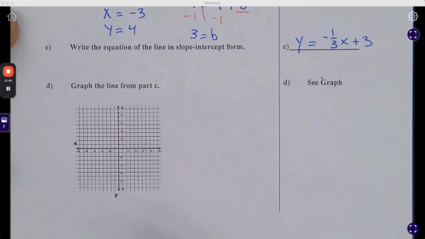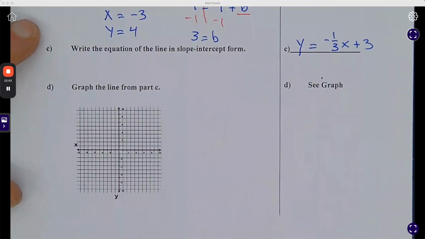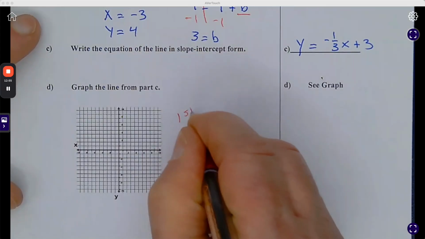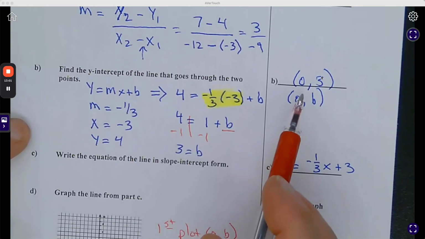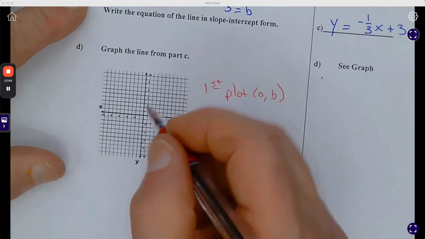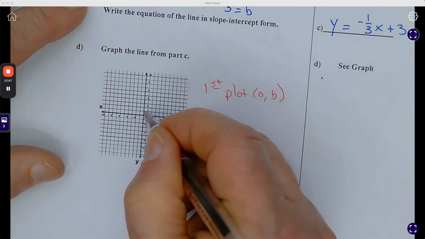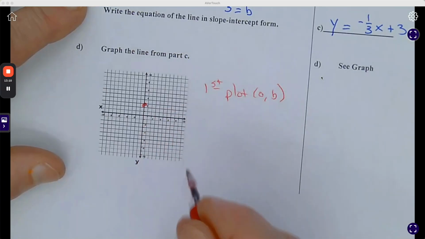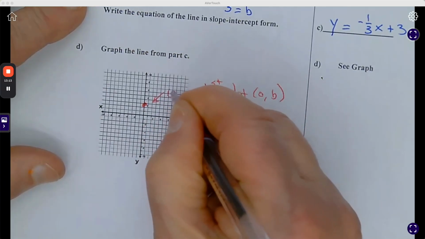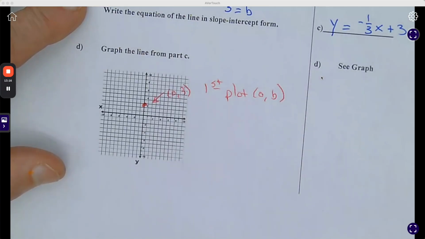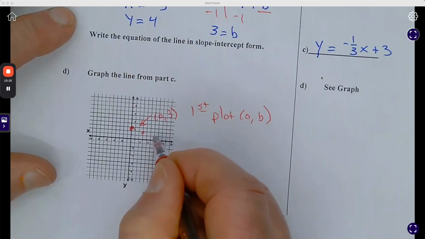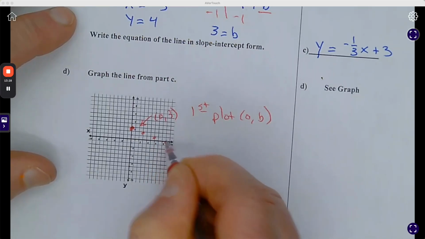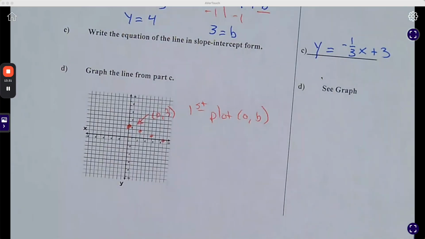Now we're going to graph it. They were easy on you. They gave you the coordinate plane. What do I do first? I plot 0, b. Well, 0, b is right here: 0, 3. It's the y-intercept. So 0, 1, 2, 3, right there. That is my y-intercept, 0, 3. Now I'm going to use my slope, down 1 over 3. So down 1 over 3, down 1 over 3, down 1 over 3. I just graphed that, and we're done.